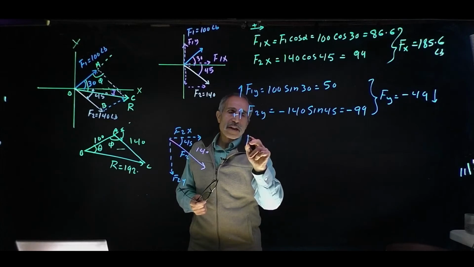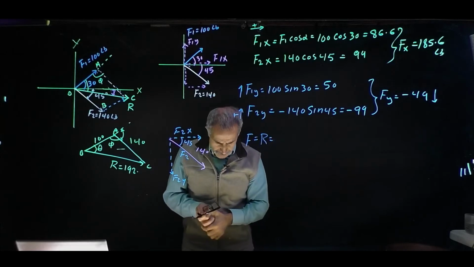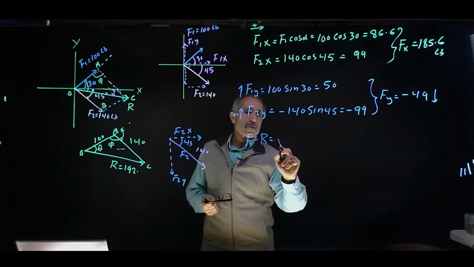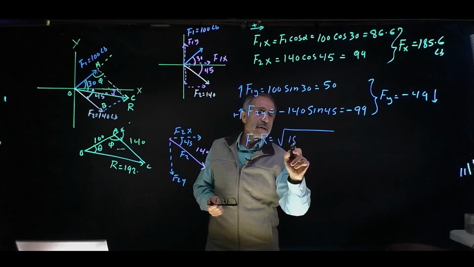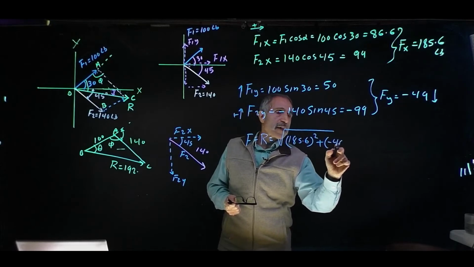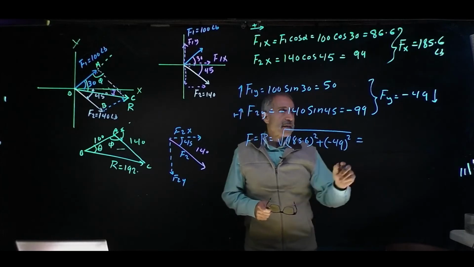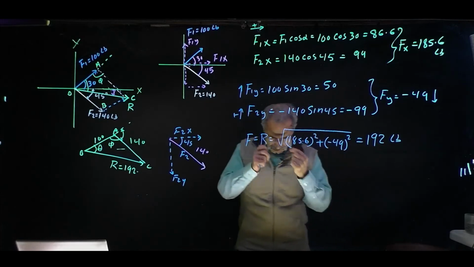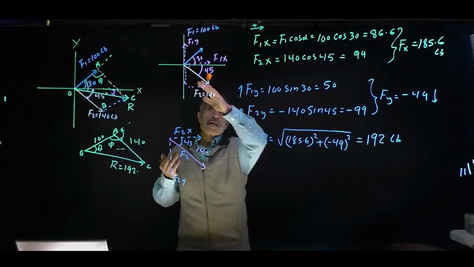So we're going to say, okay, F or R, in this case, the resulting force for us, is equal to the square root of 185.6 squared plus minus 49 squared, and that will give us 192, and that's what we got from the other method too. To find the direction of the resultant force, we know our magnitude is 192.